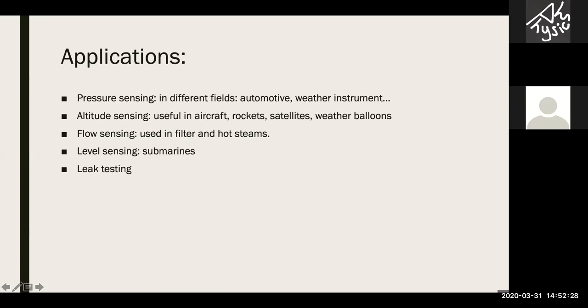We have also level sensing. In this case, we mean the levels in water or in the deep sea, going down to deeper stages, and it is usually used in submarines. We also have leak testing, which is to know if any leakage is found in any chamber or in any different type of container for a gas or any other fluid.